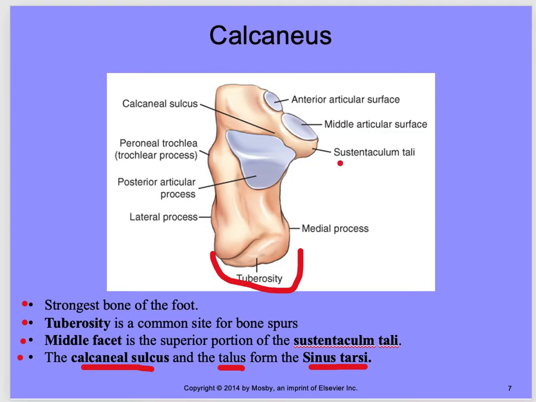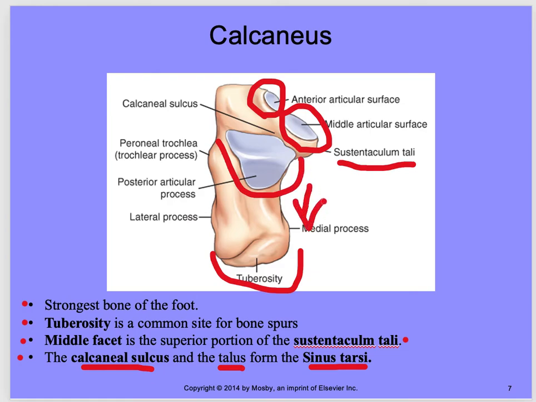So you have your sustentaculum tali right here. It's the middle facet, and it's on that superior portion of the sustentaculum tali. Then you have your anterior articular surface, anterior right there. And then you have your posterior, which is towards the posterior part, closer to your heel.